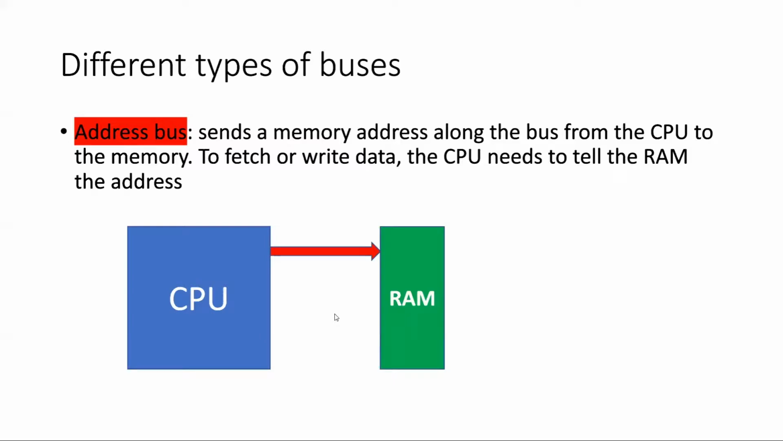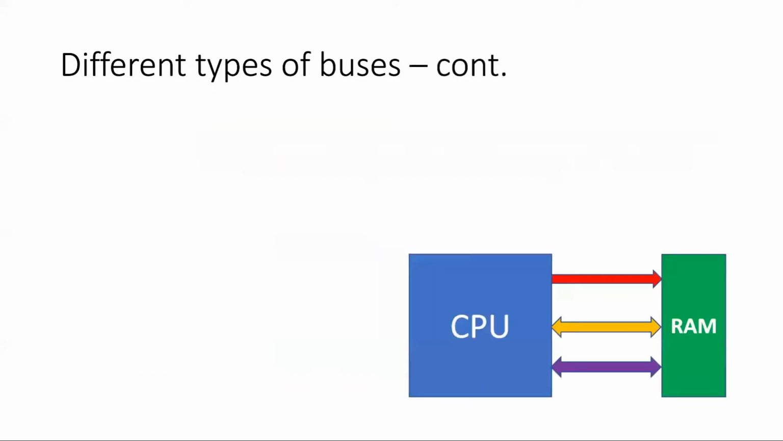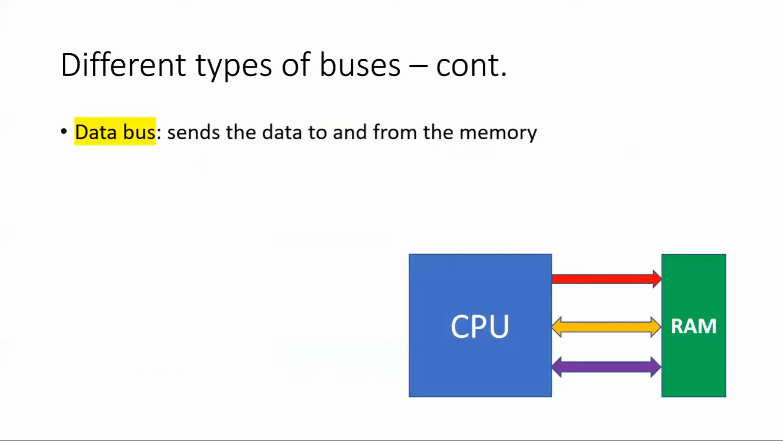We have different types of buses inside the computer. The first one I want to discuss now is called the address bus. The address bus sends the memory address on which the data is located. Because in the memory inside the computer, we have different addresses, which are simply different places on the memory on which data is stored. So when we want to collect some piece of data, we need to know on which address it is stored. So the address bus tells us which address it is. Then we have the data bus, which sends the actual data to or from the memory.